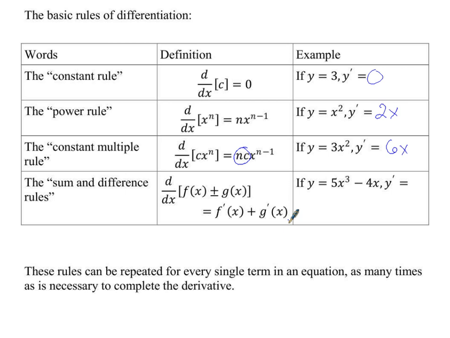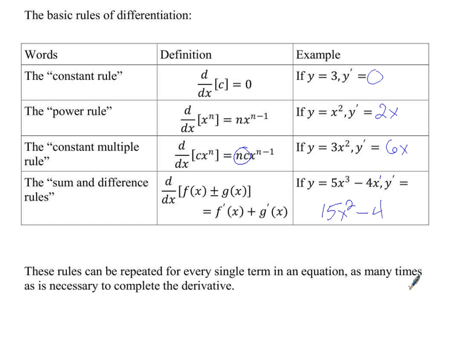So if I have y equals 5x to the third minus 4x, then y prime would be what? 15x squared minus 4. The derivative of negative 4x is negative 4. That's negative 4x to the first. You take the 1 down. 1 times negative 4 is negative 4. This becomes x to the 0. x to the 0 is just 1. Negative 4 times 1 is negative 4.